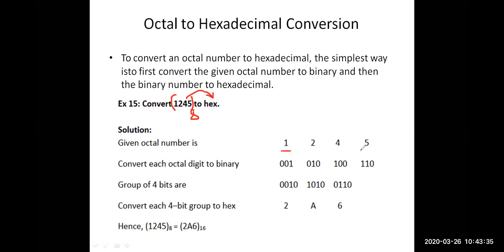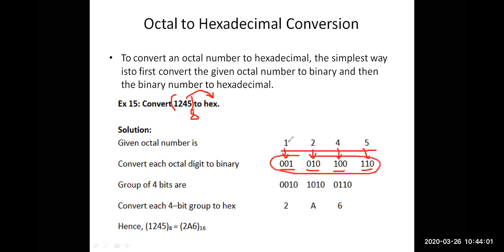First of all, represent each octal digit by its equivalent 3-bit binary code. So 1, 2, 4, 5. 1 is shown by 001, then 2 is 010, 100, and 101. So 001, 010, these are the binary equivalents for these octal digits.